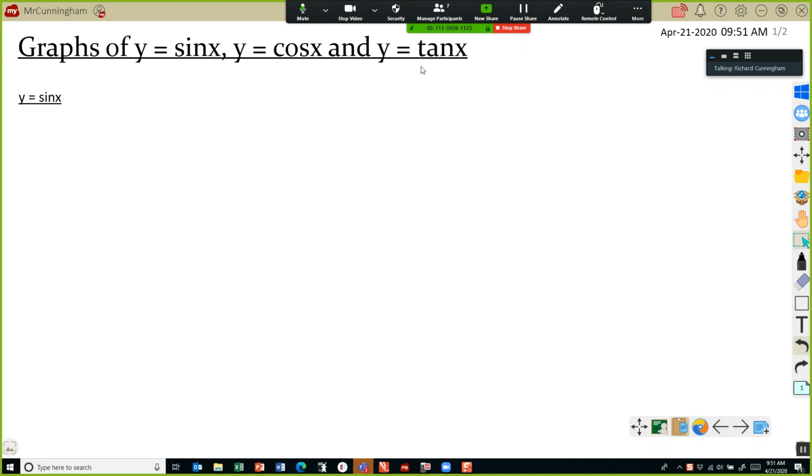Okay, so we're going to look at the graphs of y equals sin x first, and then we'll do cos x, and then we'll do tan x.